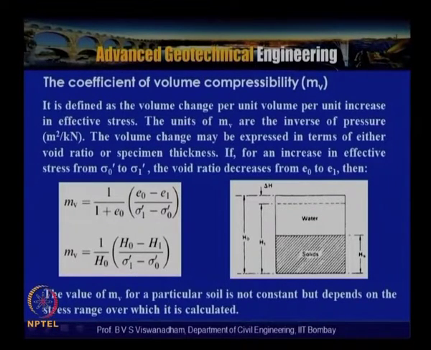The value of mv for a particular soil is not constant, but depends upon the stress range over which it is calculated. This is actually used in settlement calculations also, and once we know the mv value we can estimate the consolidation settlements. So the value of mv of a particular soil is not constant, but depends upon the stress range over which it is calculated.